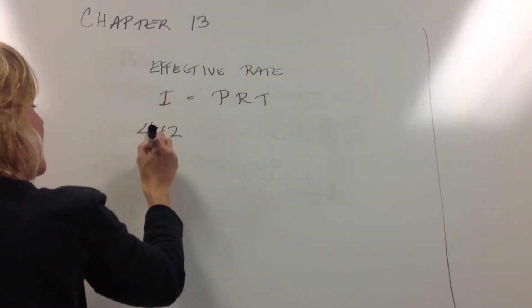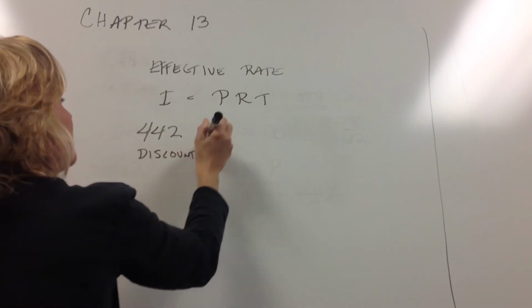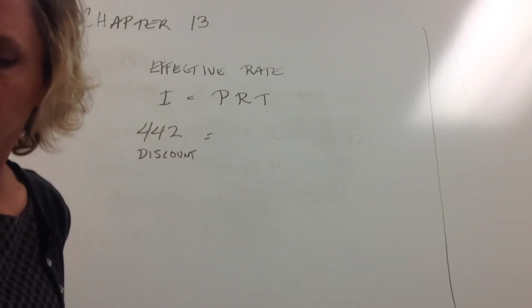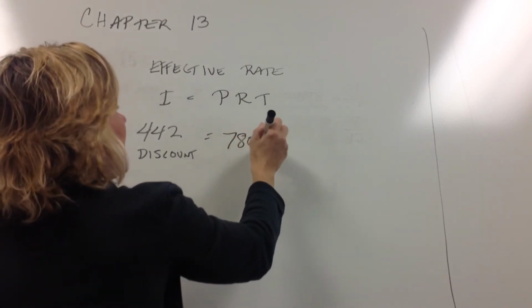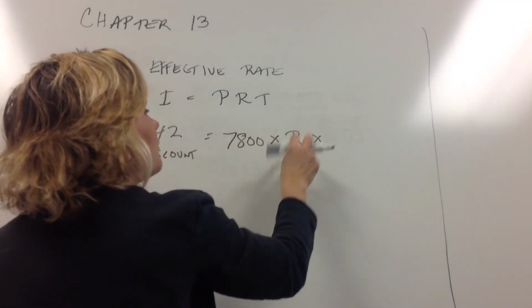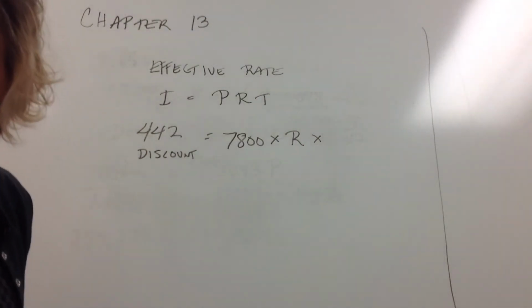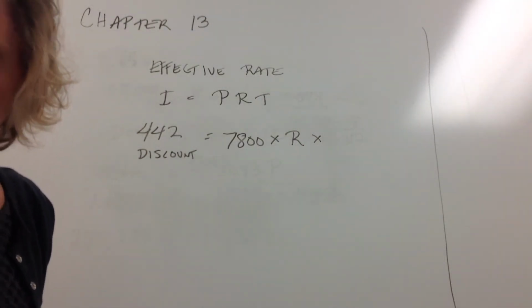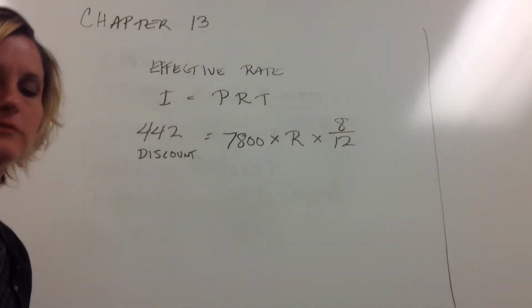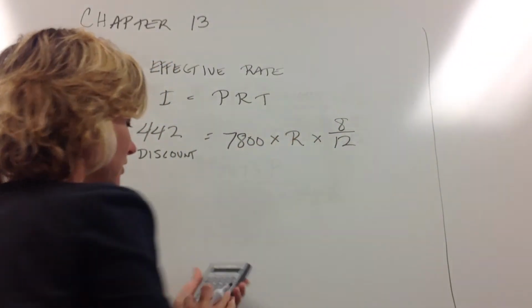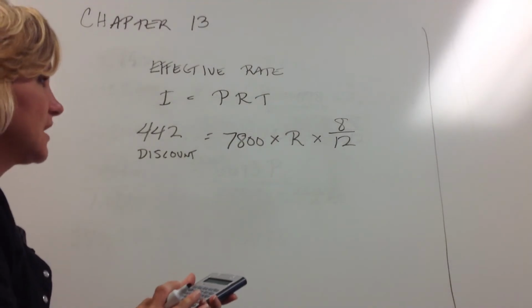That was our discount amount. The principal is the amount that she is paying back, which is the $7,800. And then we're trying to figure out what really effective rate that ends up being for that period of time. So that period of time still is the 8 months over 12. So if we go ahead and put those into our calculator, 7,800.